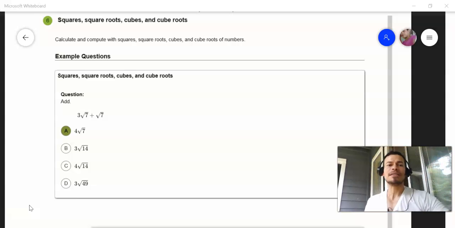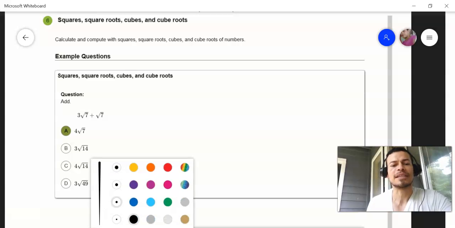Okay, so let's start solving exercise 6. And exercise 6 is about squares, square roots, cubes and cube roots. Calculate and compute with squares, square roots, cubes and cube roots of numbers. And the question says, add 3 square roots of 7 plus square root of 7. So let's solve this exercise here.